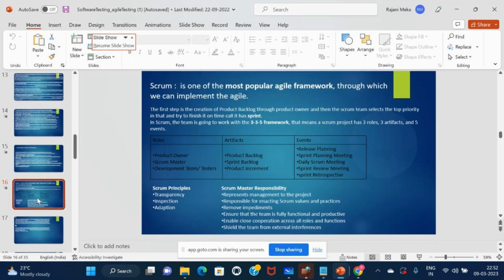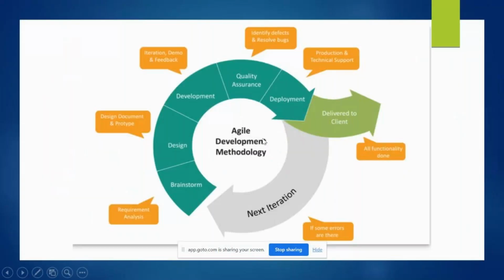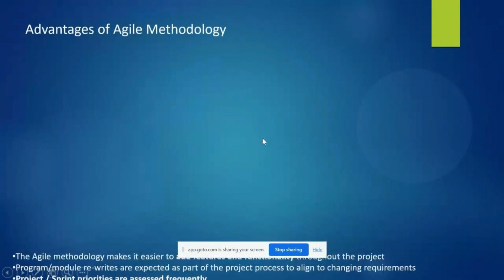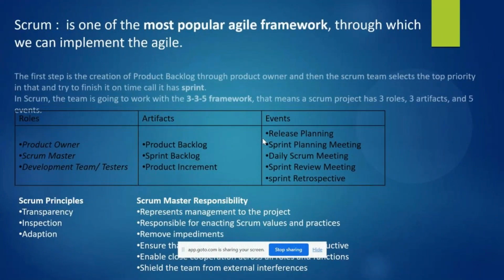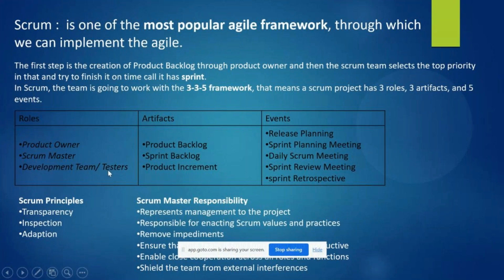So what do we have in the Scrum framework? Scrum framework has these roles. What are the roles in the Scrum framework? We have product owner, Scrum Master, development team, and testers. These are Scrum members. Scrum is one of the popular Agile frameworks through which we can implement Agile. So Scrum is also called a 335 framework.